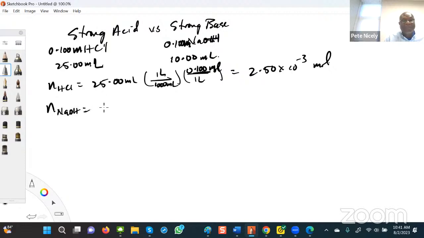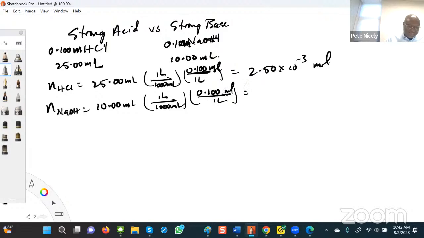In this case, the volume of sodium hydroxide added is 10.0 mL. Again, I convert that, like before, to liters. And then I multiply that by the molarity, which in this case is again the same as before, 0.100 moles over 1 liter. So when I do that calculation, I got 1.00 times 10 to the minus 3 moles, right?